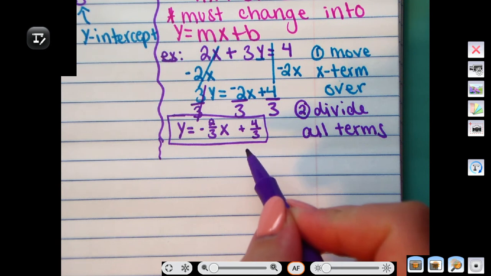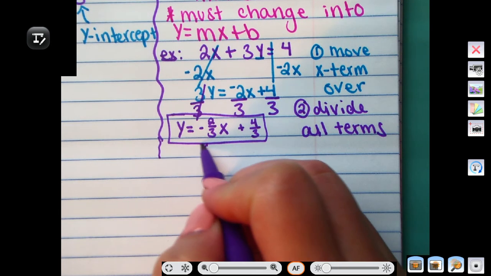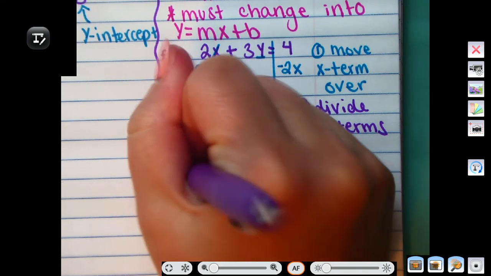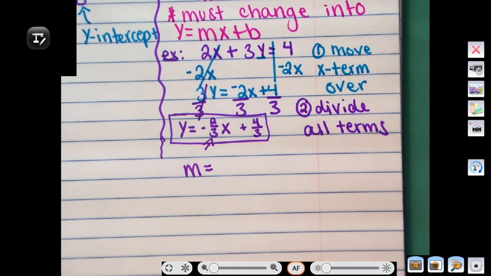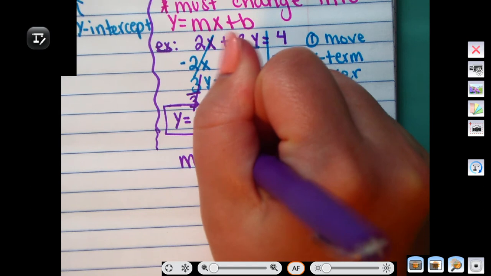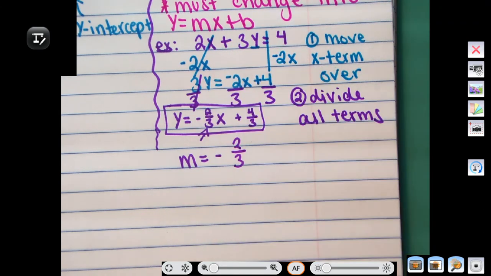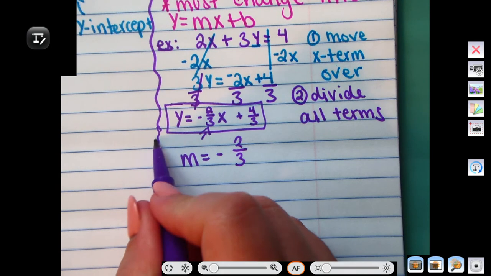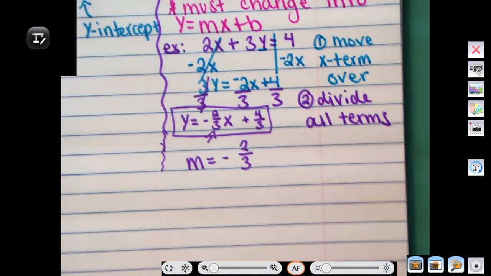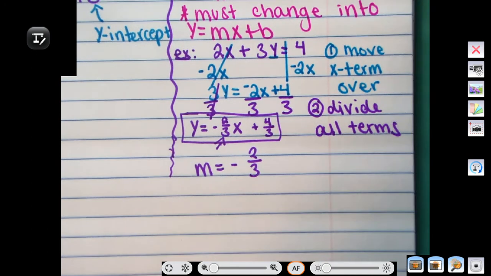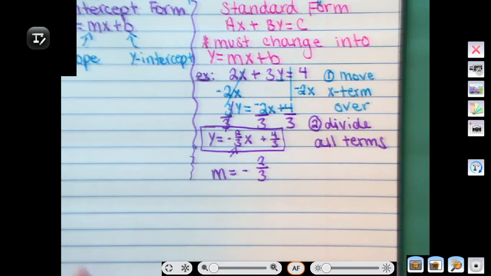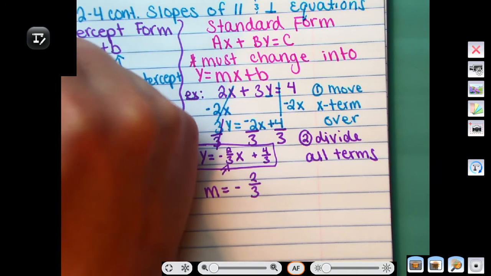So why do we need to get it into slope-intercept form? So that I can see what the slope is. So what's the slope of this equation? It's the number with x. So in this case, my slope is negative 2 over 3. So that is my slope. Okay, so it's a lot more work for standard form. That's why standard form is not my favorite form. I like slope-intercept form. I'm going to give you an example of slope-intercept form and you'll see why it's just so much nice and easier.